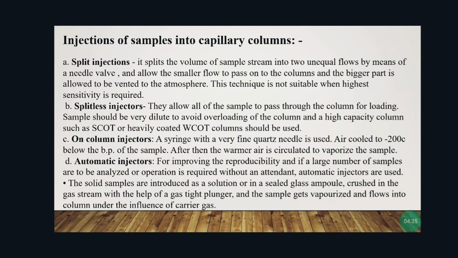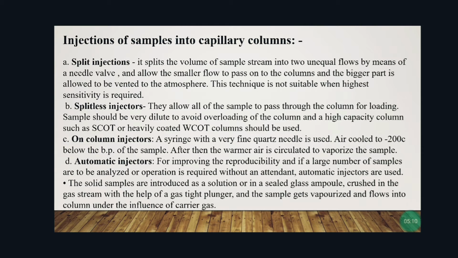The second one is splitless injectors. They allow all of the sample to pass to the column for loading. Samples should be very dilute to avoid overloading of the column, and a high capacity column such as SCOT or heavily coated WCOT column should be used. In on-column injectors, a syringe with a very fine quartz needle is used. Air cooled to minus 200 degrees Celsius below the boiling point of the sample. After that, warmer air is circulated to vaporize the sample.